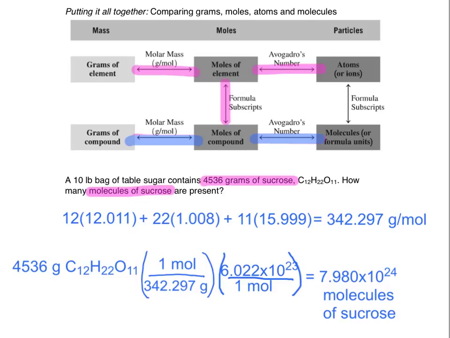So for example, we could have taken this problem and figured out the number of atoms of carbon that were present if we had continued up and used this arrow to go up from molecules to atoms, and knowing that there are 12 carbons in 1 molecule of sucrose. So those are the kinds of problems that we're going to be working on, and really getting to know this chart and being able to do these problems without looking at the chart eventually.